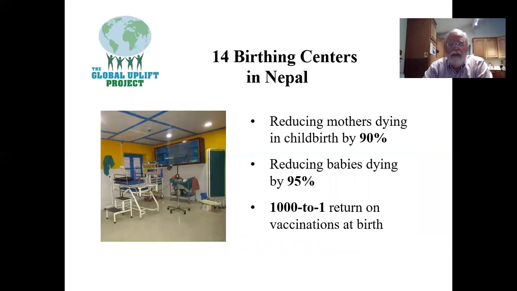We've built 14 birthing centers in Nepal. These are reducing the mothers dying in childbirth by 90%, according to the Nepal Ministry of Health. It's reducing the babies dying by 95%. And when the babies are born, we give them a vaccination against the 11 most common childhood diseases. We get the serum from the World Health Organization. It costs $3. Over the life of the child, that will avert more than $3,000 of suffering, contagion, lost productivity, death, a 1,000 to 1 return on these vaccinations. This is what I mean when I talk about dramatic impact.